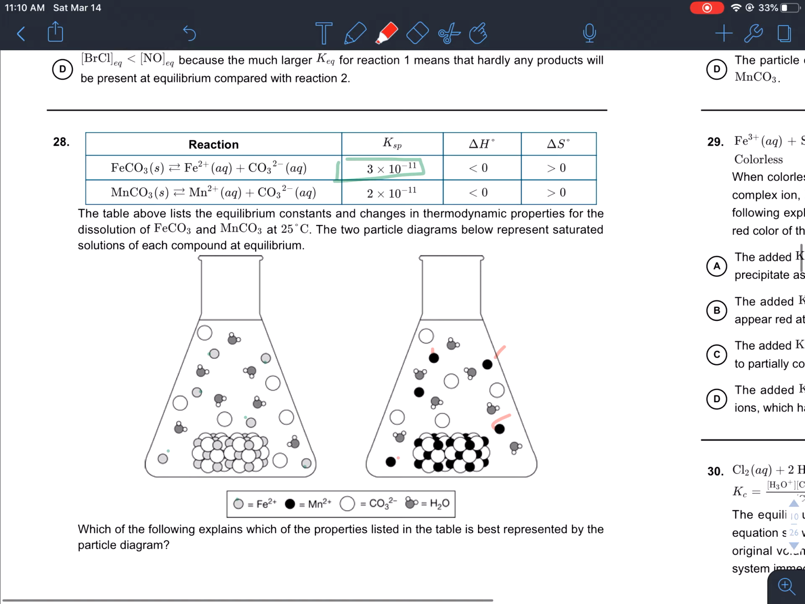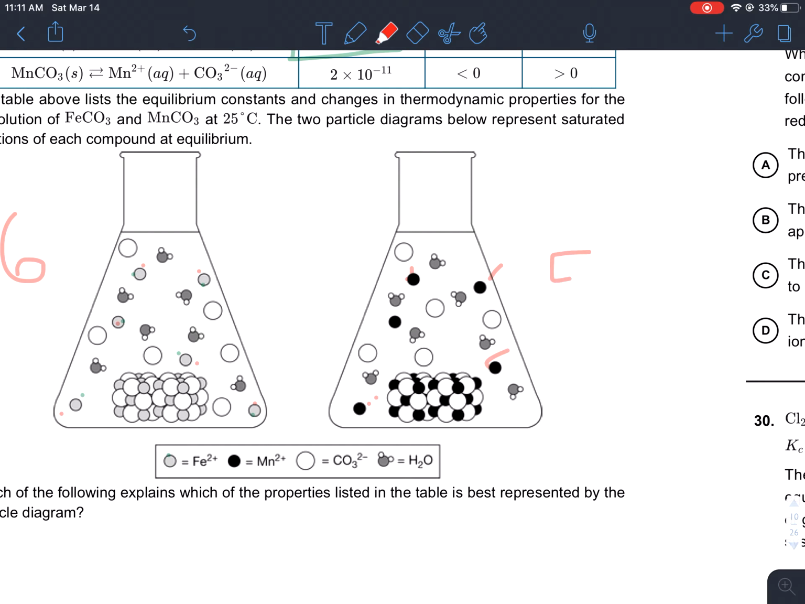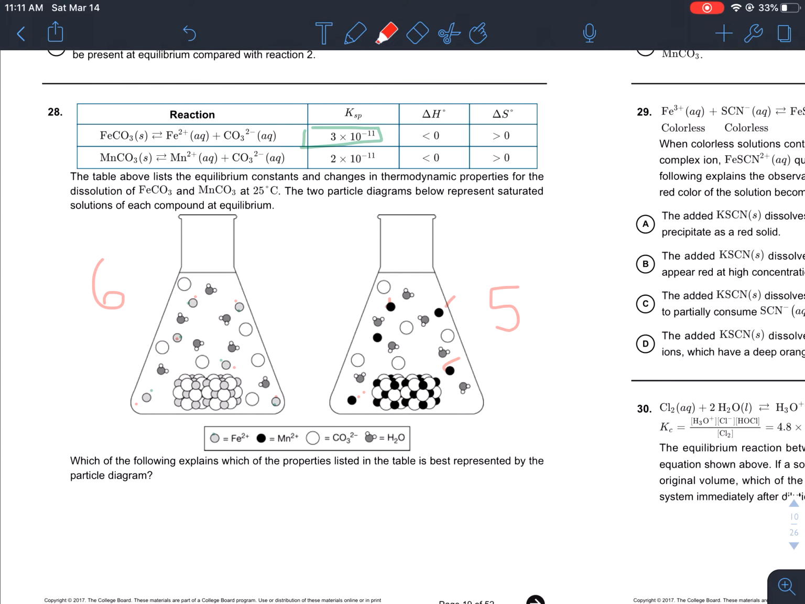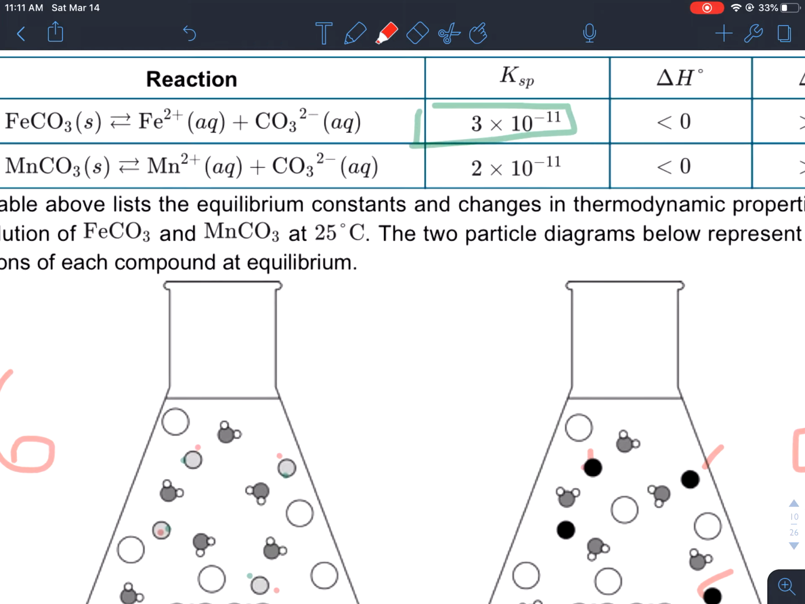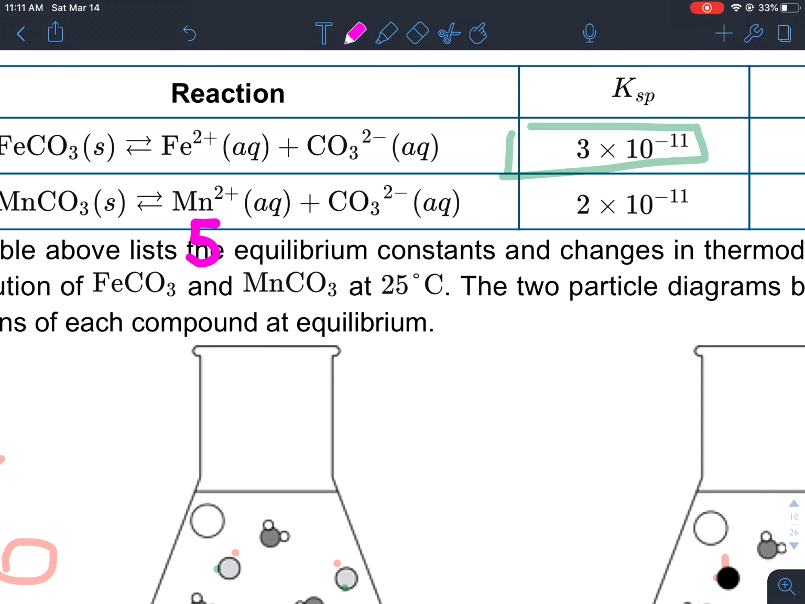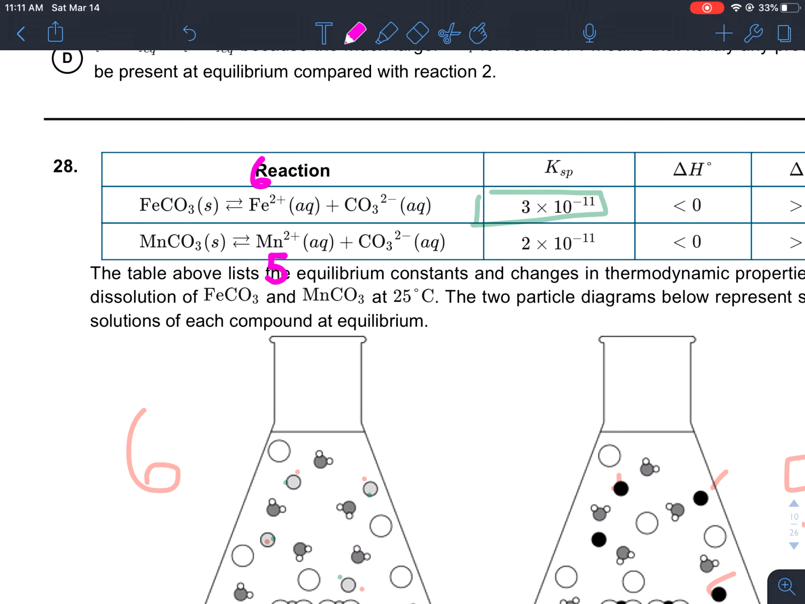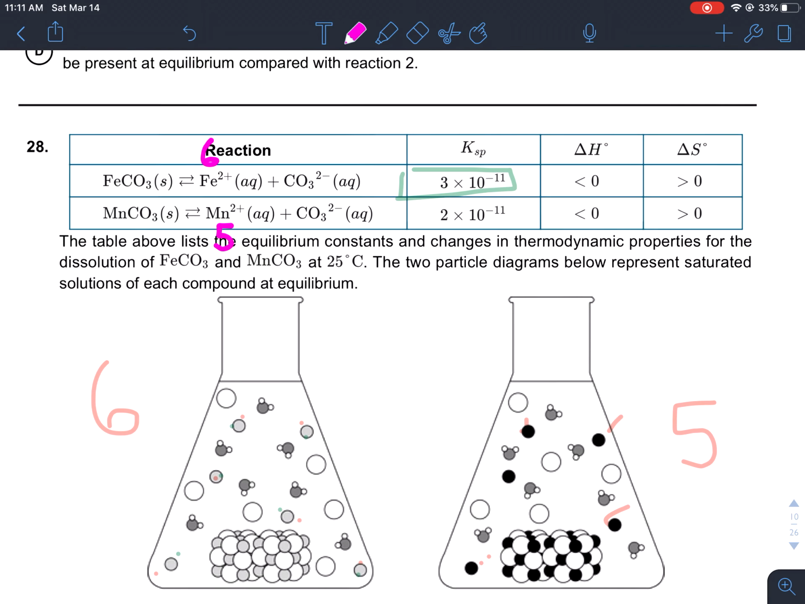You know what? This is good. Count them. Over here, this has 1, 2, 3, 4, 5, 6. There's 6 Fe's. There's 1, 2, 3, 4, 5. Wait, what? Oh, yeah. And there's only 5 in here. There's only 5 of these, and there's 6 of those. In other words, the particle diagrams are showing that the Fe decomposes more, the Mn decomposes less.